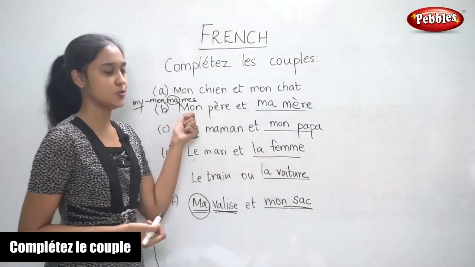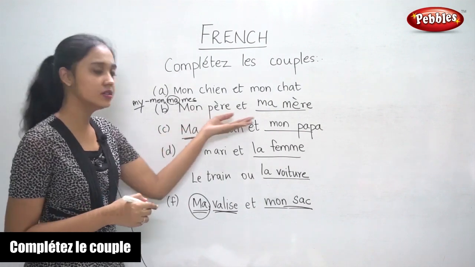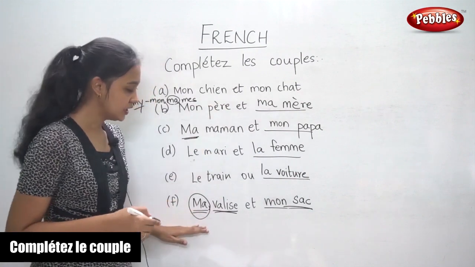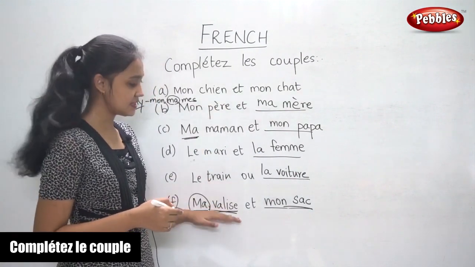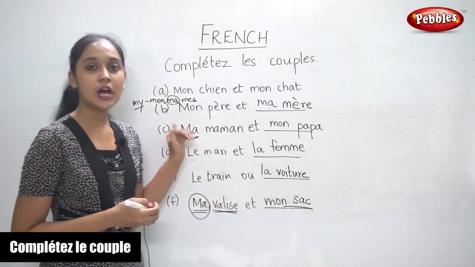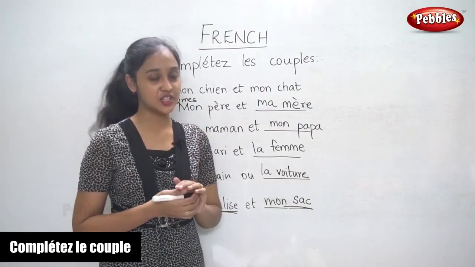These are the cases where, for mon père, we know the sentence gets completed with ma mère. So for these two sentences, we can use any noun here. So I hope you understood how we use the possessive adjective now.